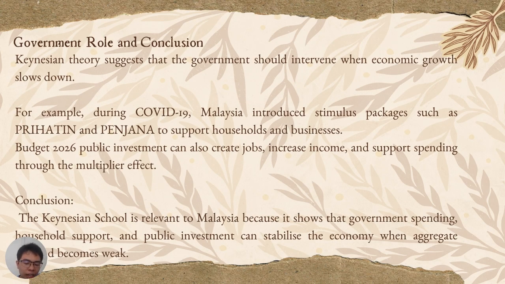Keynesian theory also highlights the importance of government action during economic uncertainty. For example, during the COVID-19 crisis, Malaysia introduced stimulus packages such as Perhatian and Penjana. These measures support households, protect businesses, and help maintain spending when private demand was weak.